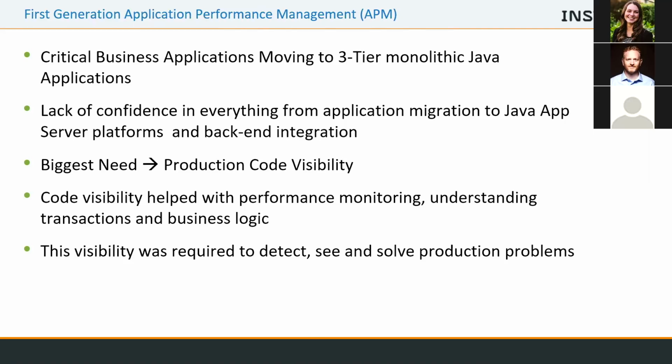So let's talk about the first generation of APM. I actually was part of the first generation of APM, and yes, what that means is that I'm really, really old. When the first APM solutions came out around 18 to 20 years ago, the critical business applications at some of the world's largest companies were just then moving to a three-tiered monolithic Java application structure. And I literally just mean Java. There were no other languages to write these things in. They were done in Java.